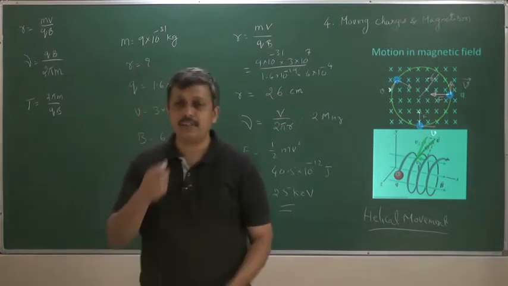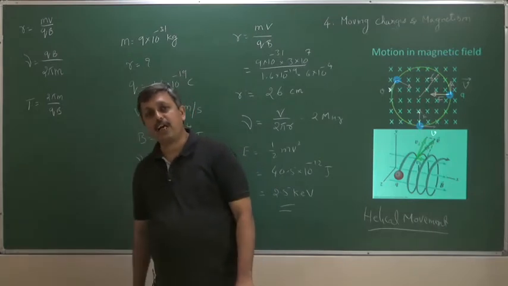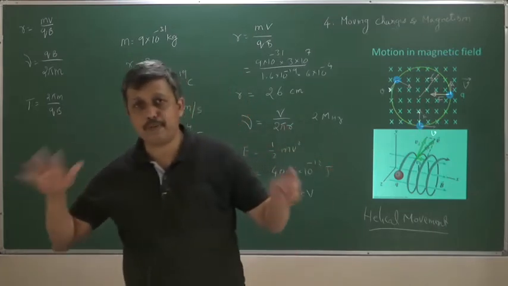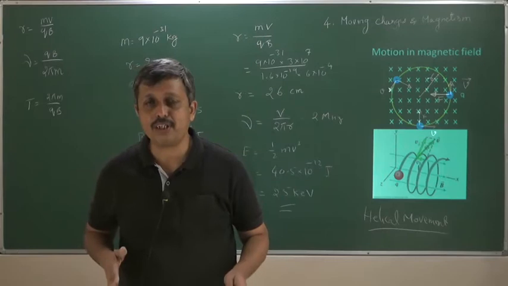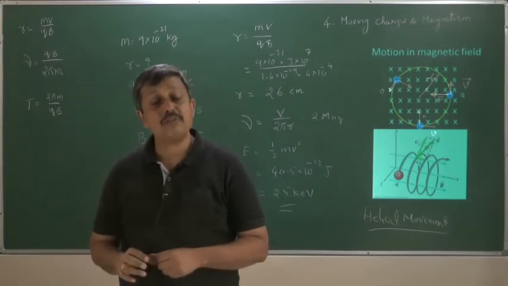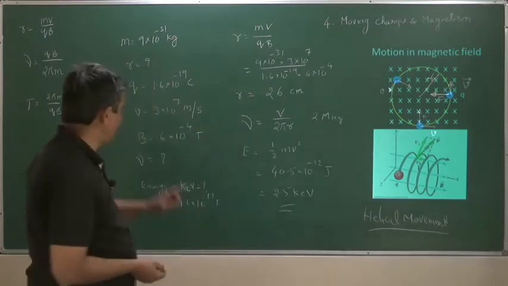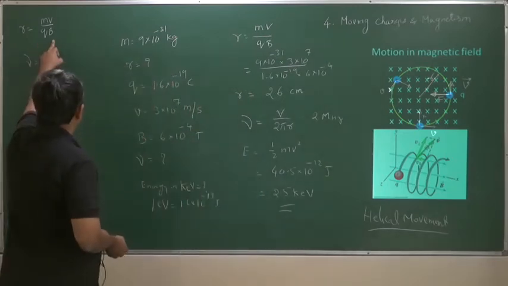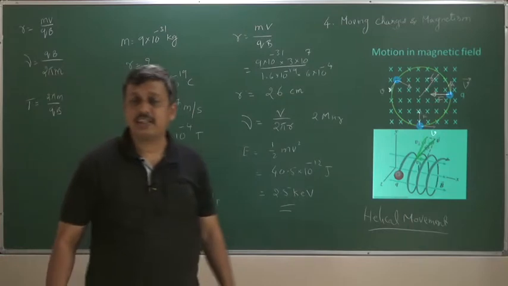Anytime you just shoot a charge into a magnetic field perpendicular to it, if you put v perpendicular to it, it starts taking a round like this, and that round will have a radius r, for which you can simply calculate mv divided by qB as the radius.